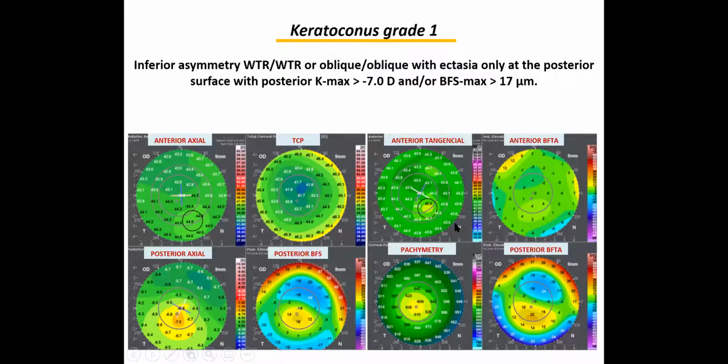This is another case where the anterior surface is still within normal range because there is not even yellow here, okay? And the total corneal power is multifocal, very concentric. However, in the posterior surface, we already have a very clear asymmetry with the fried egg pattern in the posterior map and with asymmetry in the BFTA map.